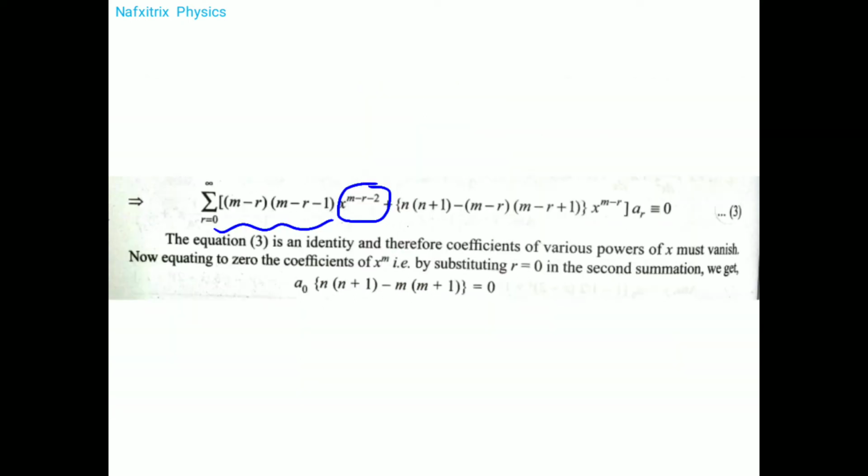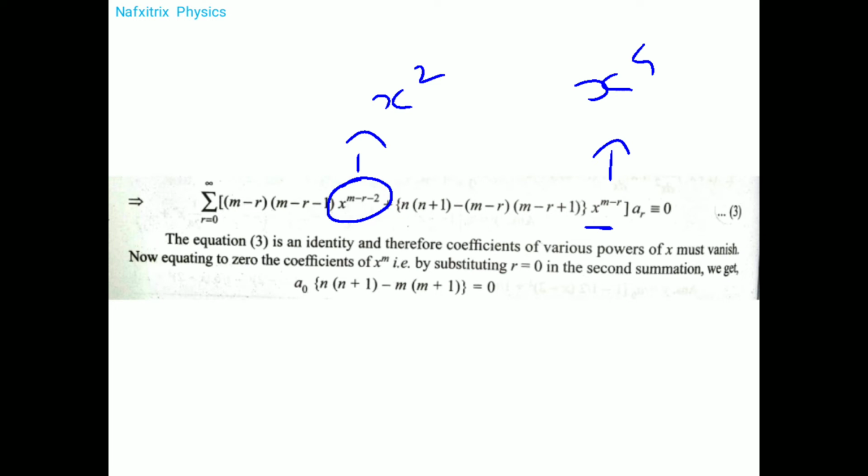So if we see, this is x power m minus r, but we wanted the coefficient of x power m minus r minus 2. It is just like x power 4 and x square. Actually what we wanted is the coefficient of x square but not x power 4. So m minus r is 4, then m minus r minus 2 is 4 minus 2, which is x square. So what we need to do is, in the place of r, we need to substitute r plus 2, because we wanted the coefficient of x power m minus r minus 2, but not x power m minus r.